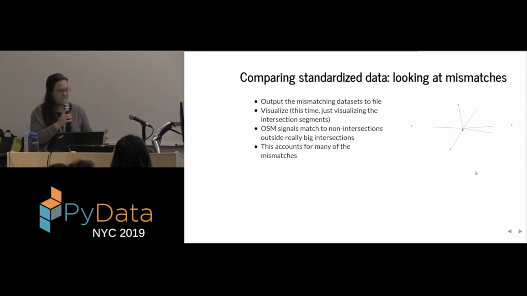So let's dig into this even a little further. We'll output the mismatching data sets to file. We'll visualize them again. And this time, I wanted to know what was going on, and I happened to look at just the intersection segment and not the combined segments, and discovered that all of those OpenStreetMap traffic signals fall outside of the intersection, and so that is why we're seeing more signals for Cambridge in one set of segments and more signals for OpenStreetMap somewhere else.